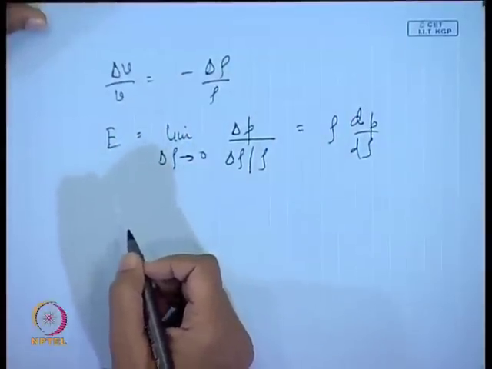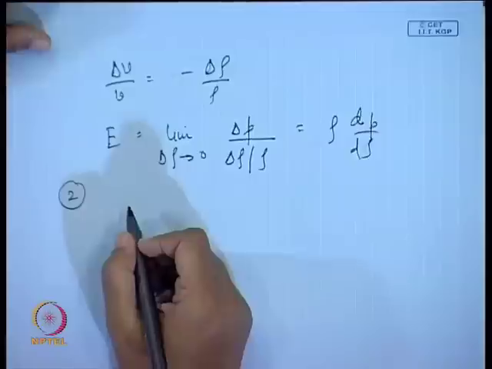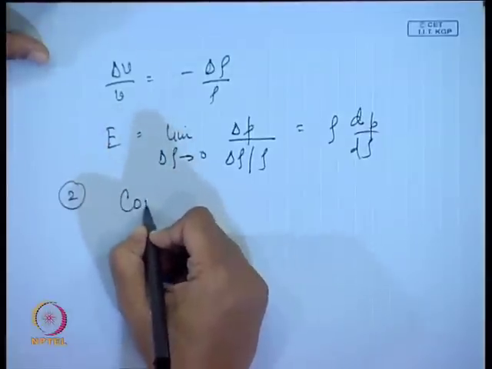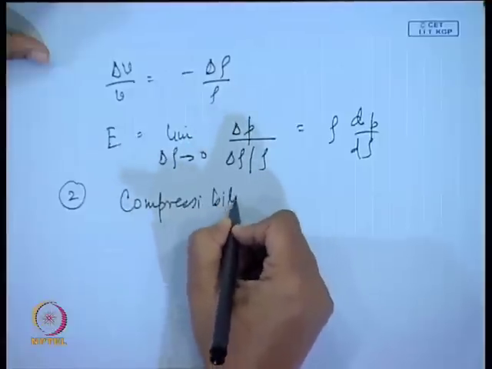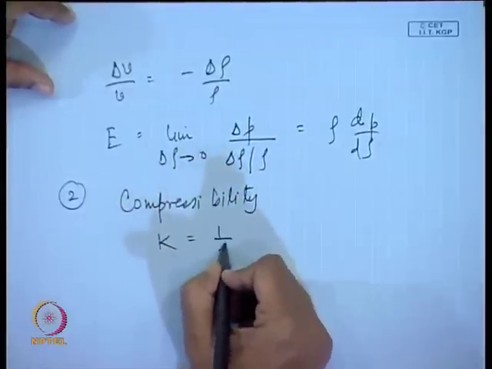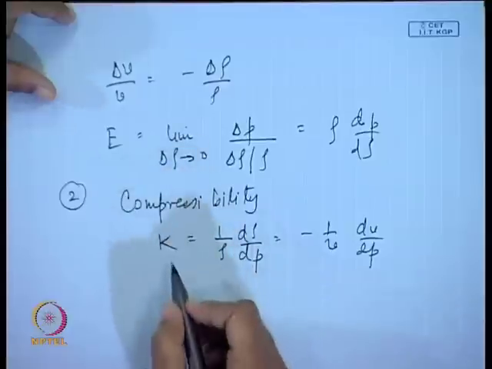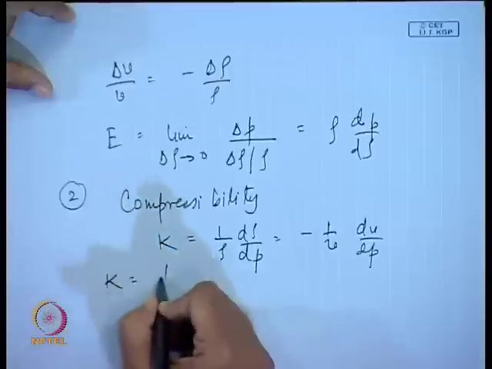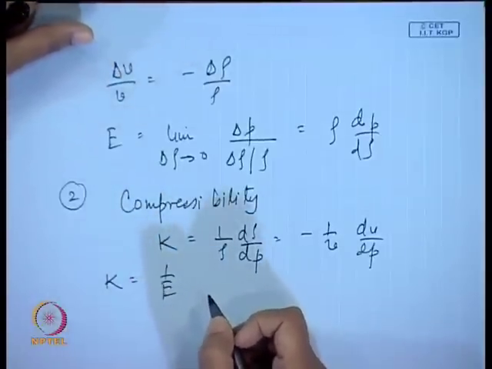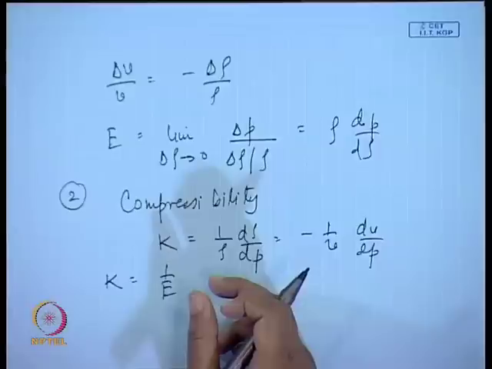This is one, but usually for fluids, apart from the bulk modulus of elasticity, we prefer to use a second definition. Any idea what that definition is? We prefer to define it in terms of compressibility, kappa, which is nothing but 1 by rho d rho by dp, or rather minus 1 by v dv by dp. Comparing these two, kappa is equal to 1 by E. Now remember one thing: whenever we are dealing with any gaseous substance and we try to compress it, a change in pressure changes its volume and it also changes its temperature.